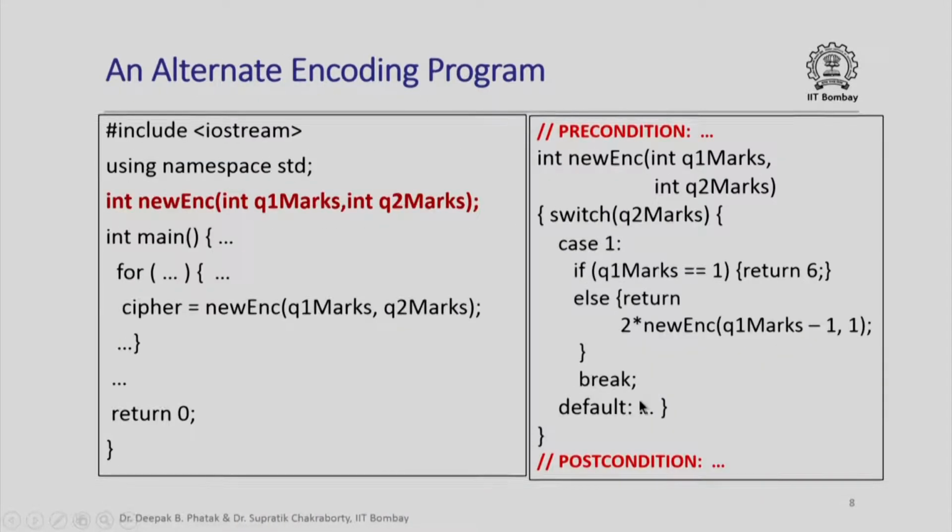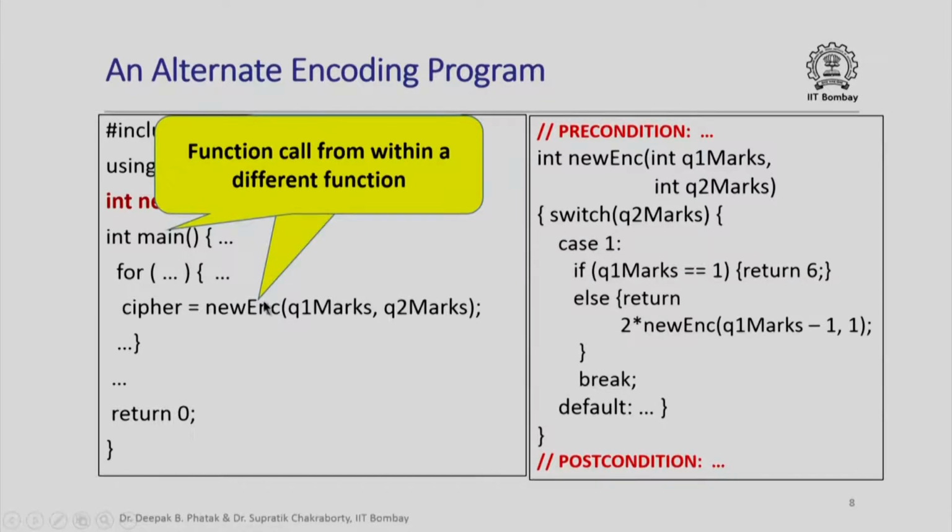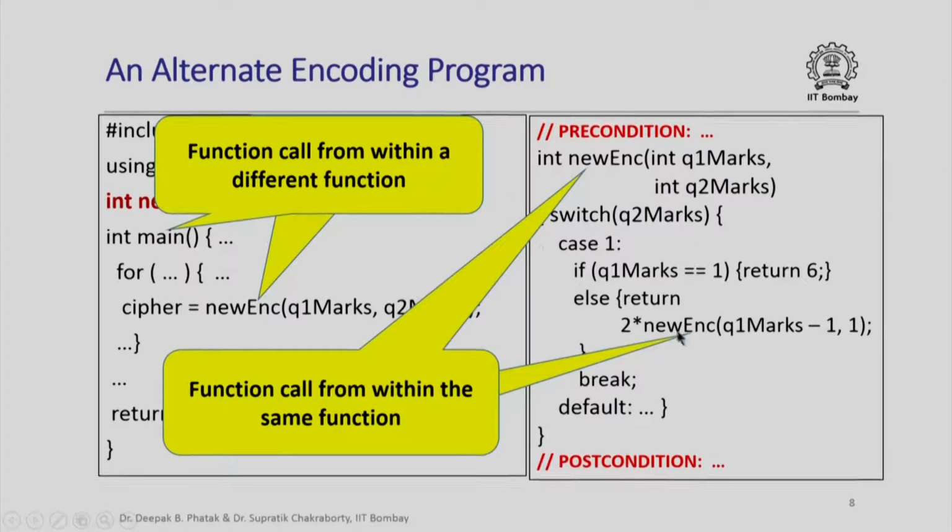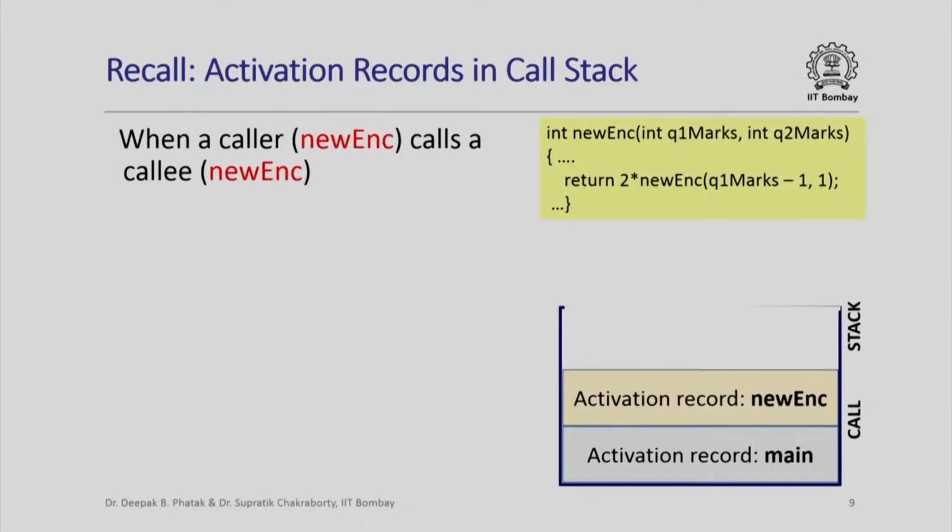I have not shown that here for the sake of clarity, but now what you see is that while here newenc is being called from within main, over here the same newenc is being called from within itself, and this is different from all that we have seen so far. So we might ask how do activation records and the call stack operate when we have a function calling itself? Well, let us see how it might operate.